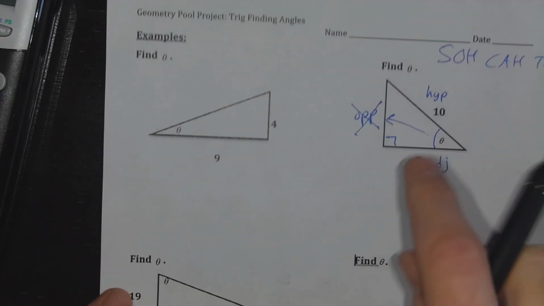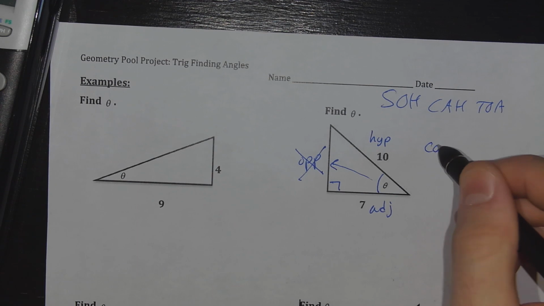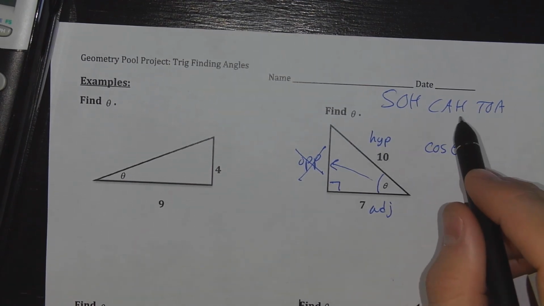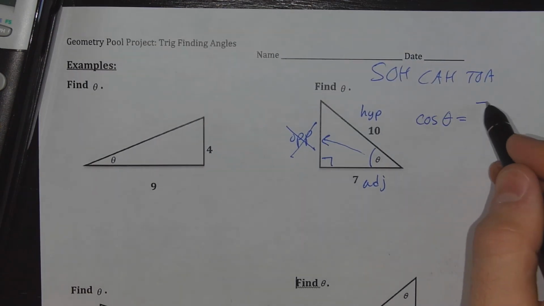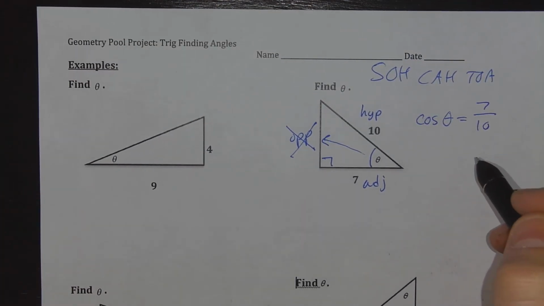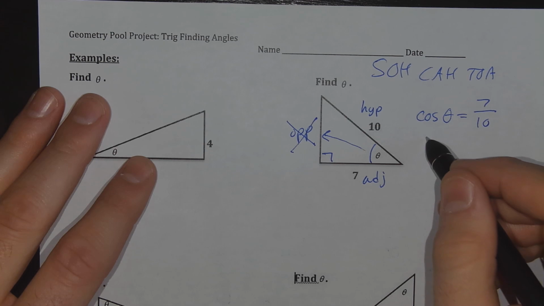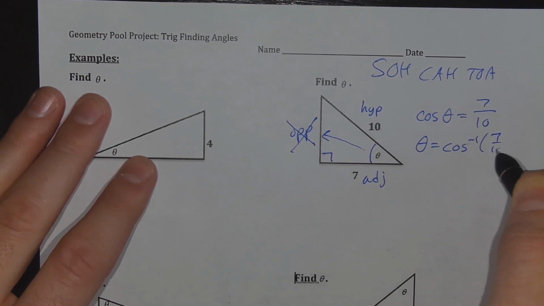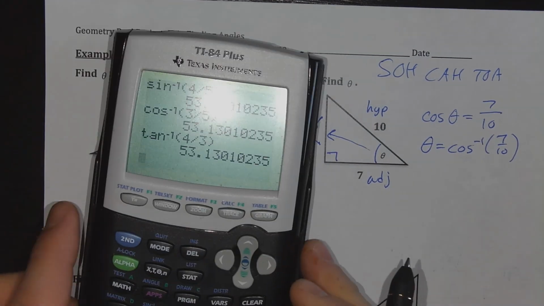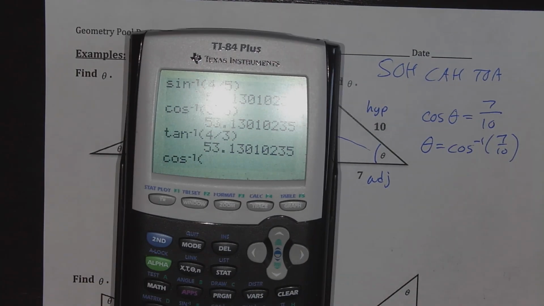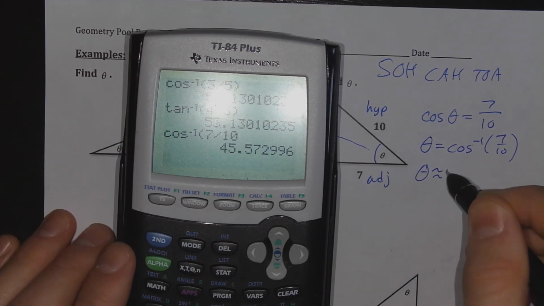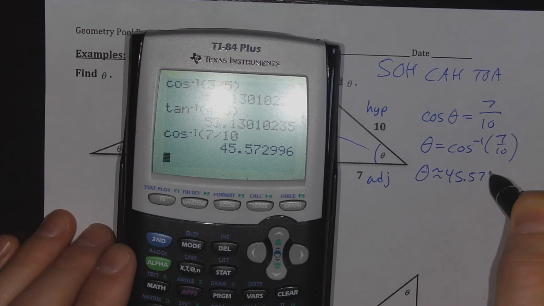So I'm going to use cosine of theta, and that's going to be equal to A over H. So it's going to be 7 over 10. And we're going to use inverse cosine to find theta. So inverse cosine of 7 over 10. So second cosine, 7 divided by 10. And we get an angle of 45.57 degrees.